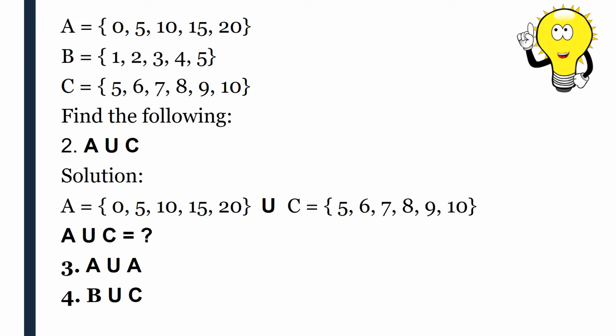For number 2, A, union of C. So, same process po yung gagawin. Pagsasamahin lang natin yung elements ng A at elements ng C. So, yung magiging sagot natin ay 0, 5, 6, 7, 8, 9, 10, 15, and 20. Okay, for number 3 and number 4, so tayo na po yung magsasolve sa ating sarili. I-discover po natin or i-analyze po natin yung union of sets.